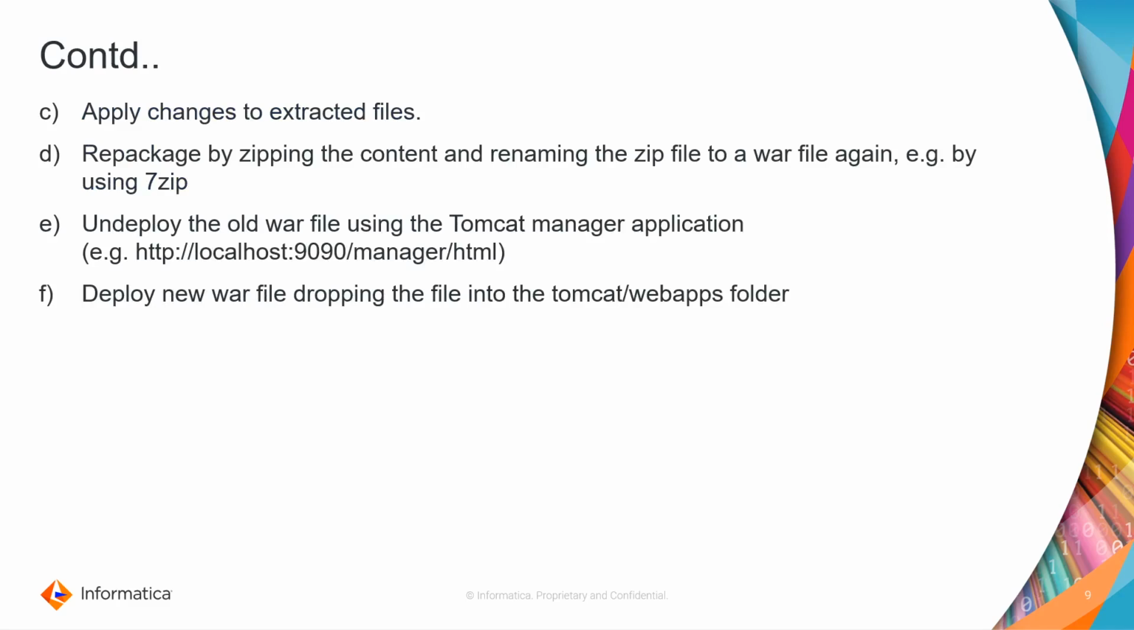The URL of that is given below: http://localhost:9090/manager/html. The user details to log in have to be provided in the Tomcat users.xml file, and that user should have the role of manager GUI and admin GUI. Once this is done, deploy the new WAR file by dropping the file into the Tomcat Web Apps folder. This will pick all the changes which have been made in the HTML files and will have them displayed in the supplier portal application.